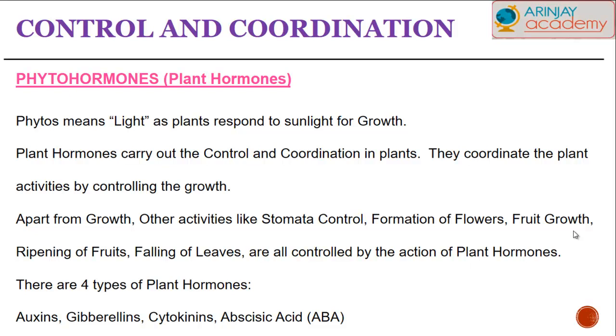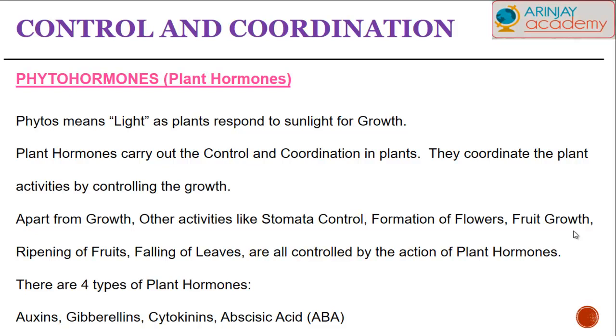Let's have a look at what phytohormones are. Phyto in Greek terminology means light, and as we stated, for photosynthesis to take place, plants require sunlight. As for growing, since sunlight is the stimulus, the plants have the tendency to respond to the light and grow towards it. As a result, the hormones present carry out this control and coordination within the plant. They control the activity of growth in the plant by coordinating it and directing it towards sunlight.